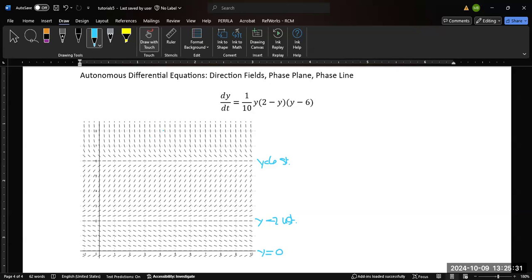So you'll notice that above this y equals 6 line, the slopes are all pointing toward that stable equilibrium. Between y equals 2 and y equals 6, all the slopes are pointing upward at various slope levels because you will get flatter as you approach the equilibrium and steeper in the middle.